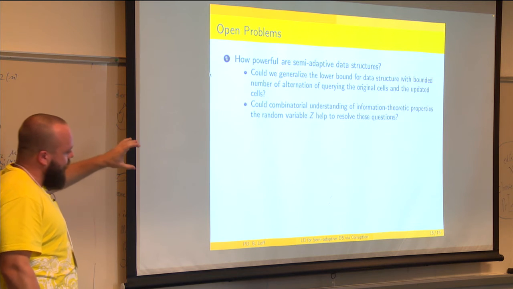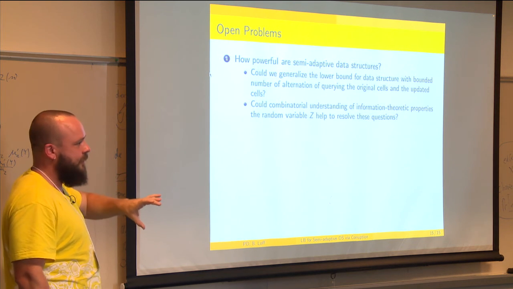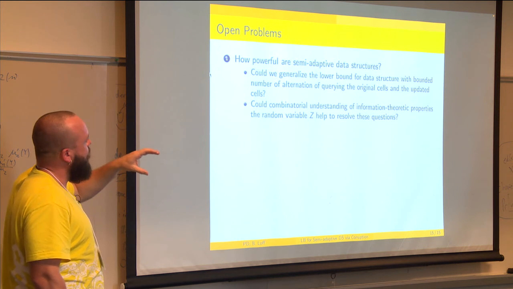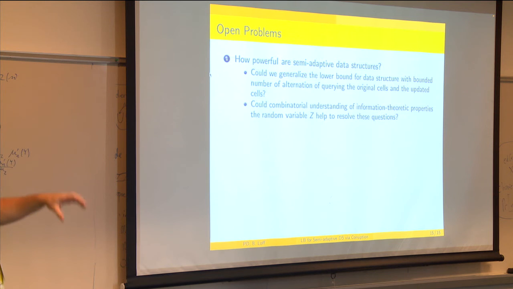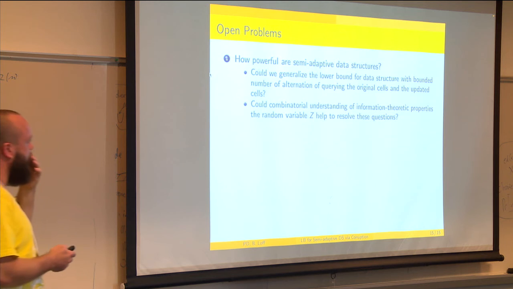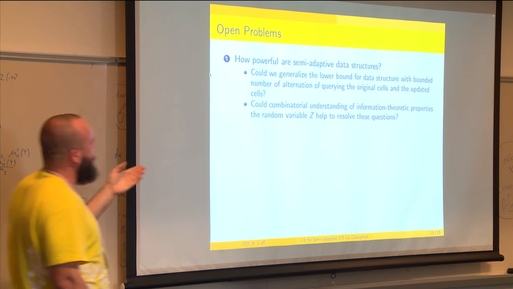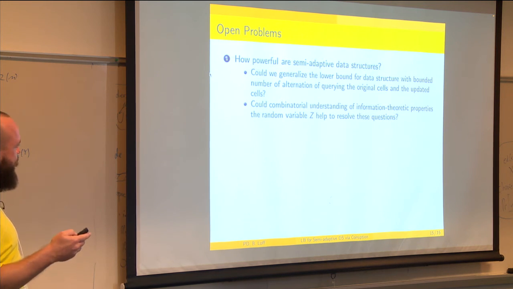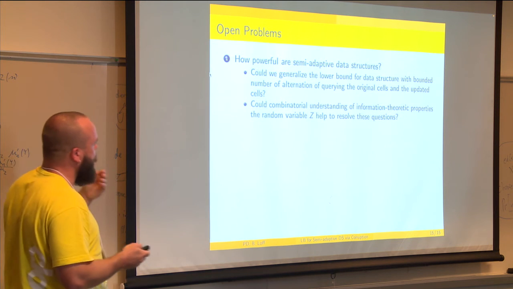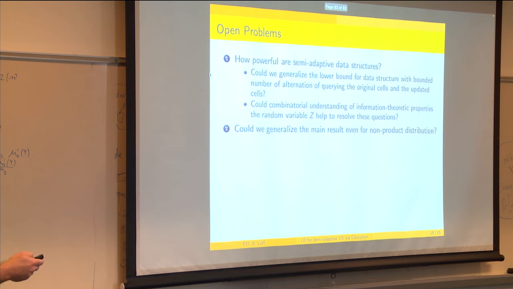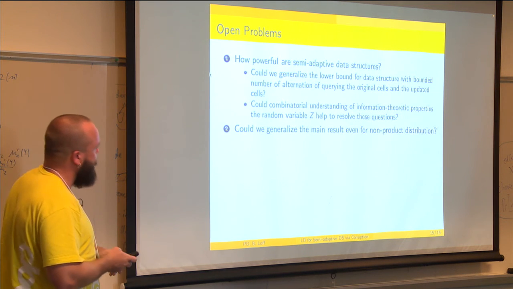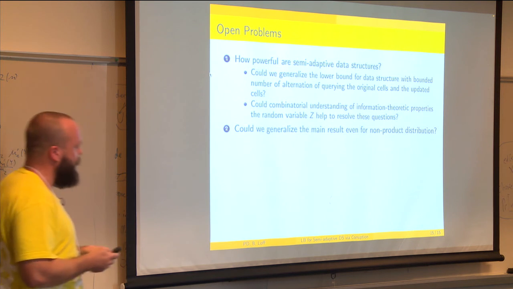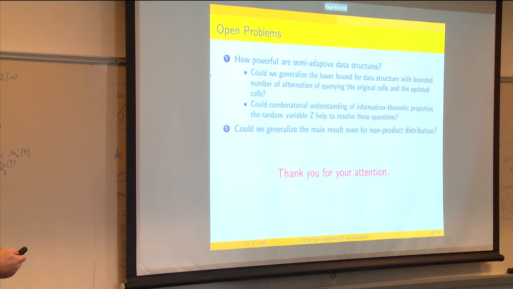A sub-question is that this proof covers the case where we first query the original cells and then the updated cells. So can we prove it for more alternation? First we query the original cells, then the updated, then the original, then the updated. Can we generalize the lower bounds for that? A somewhat meta question is whether this combinatorial understanding of the information theoretic properties of the variable Z could help to resolve these questions. Also, could we generalize the main result even for non-product distributions? And yeah, that's all.